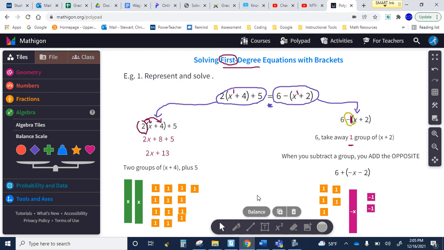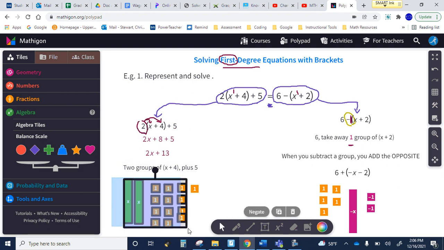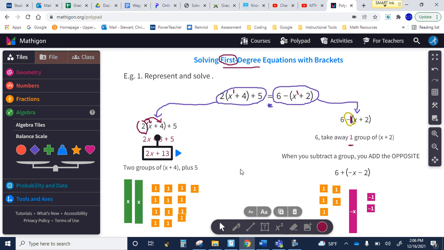In the last video, you were introduced to how to represent an algebraic equation using algebra tiles here at Mathagon, specifically using the PolyPad algebra tools. So here was the equation that we broke down into both its sides, and we represented it in words, we represented it in terms of tiles, and then we actually collected like terms and we simplified it down to just how many x tiles and how many units we had altogether.